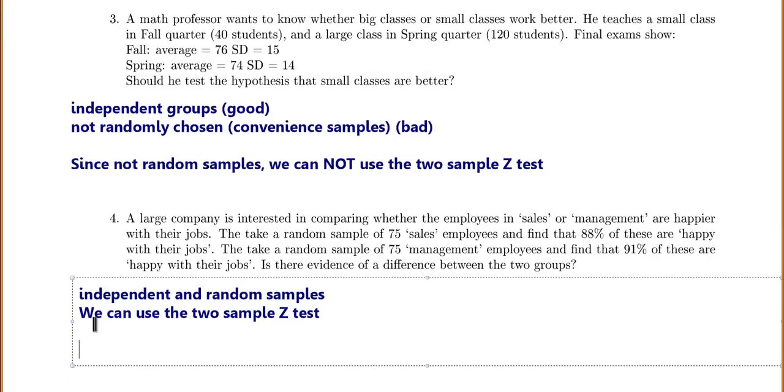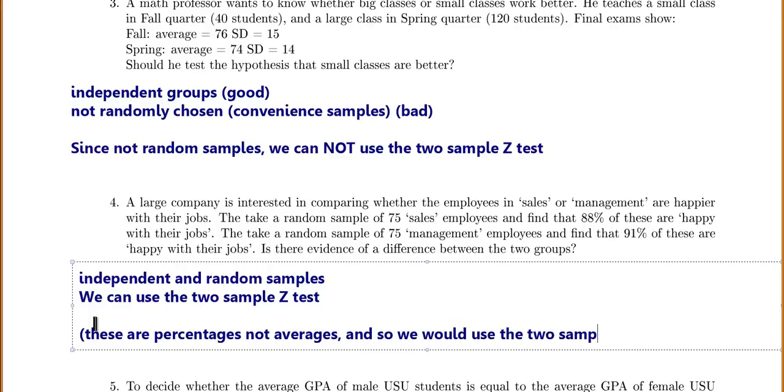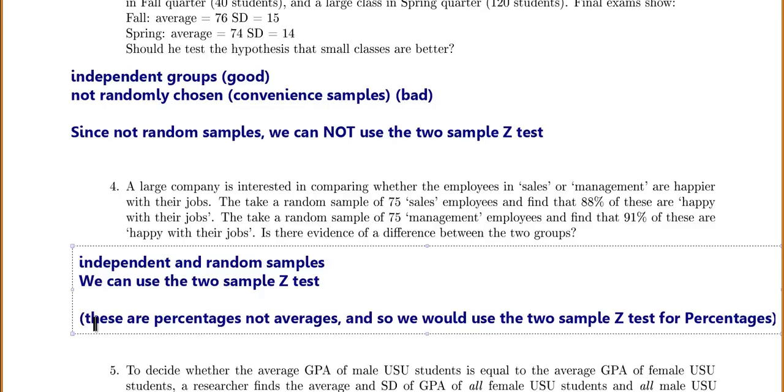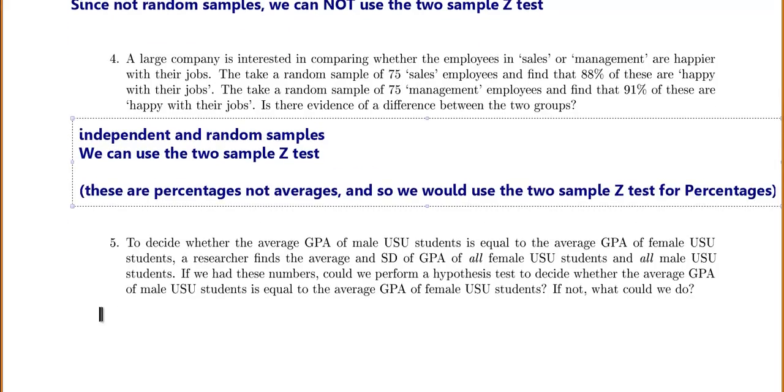Now technically, if you were paying lots of attention, notice that those weren't averages, those were percentages. And so we would use the two-sample z-test for percentages, which we haven't actually learned yet. But there is one, and it is in your textbook. You can look it up if you want. Okay, number 5.